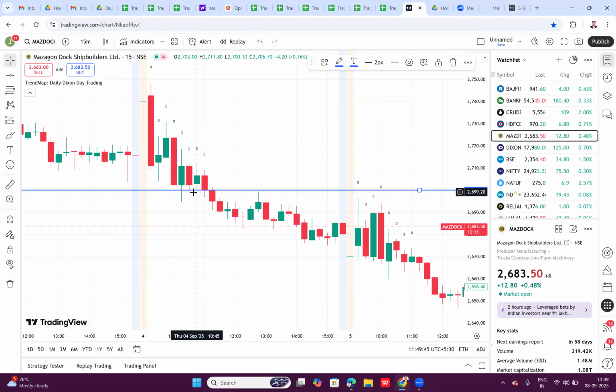Okay, because the lot size of all three stocks, Dixon, MazDock and Suzlon, is different. Therefore, you all have to select a different strike price in all three. In Dixon, we have to select a strike price which has a premium of approximately 200 because lot size is 50. In Suzlon, we have to select a strike price which has a premium of 1 to 1.5. In MazDock, lot size is 175. We have to select a strike price which has a premium of approximately 100 to 150. First target in MazDock is 8 points. Second target is 3:15 p.m.